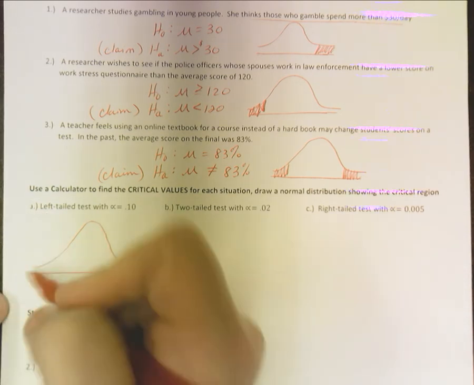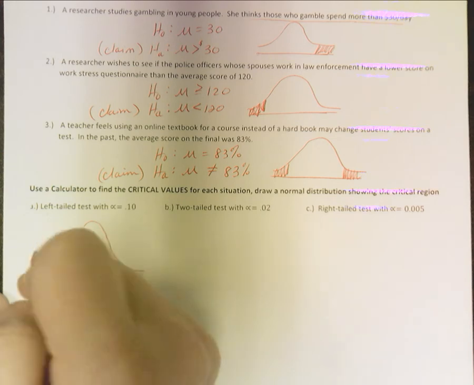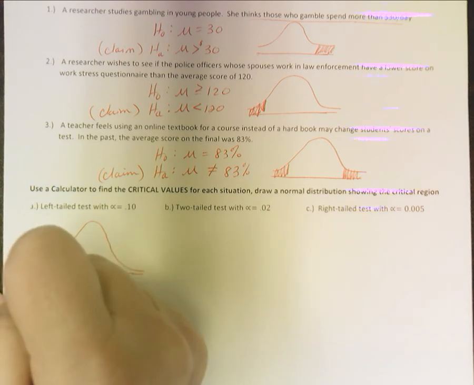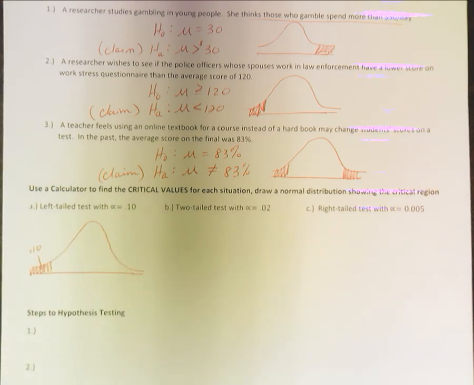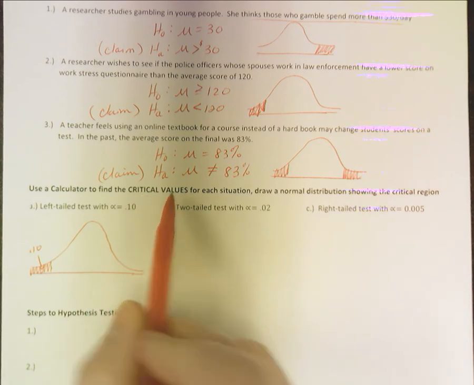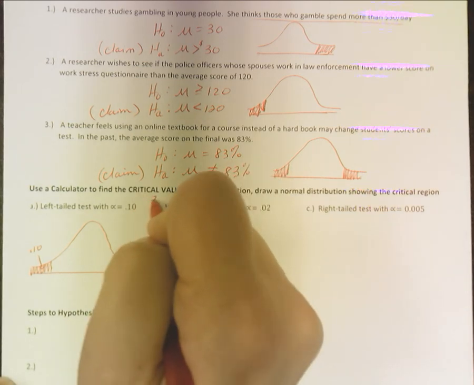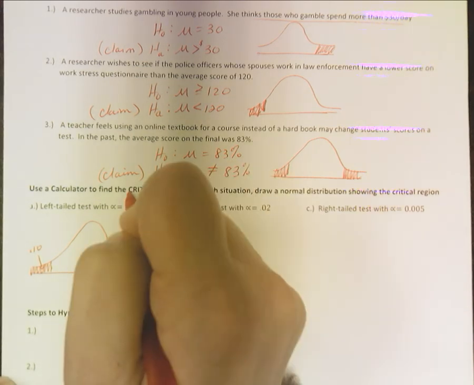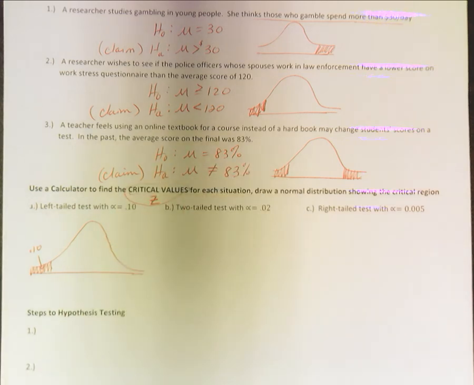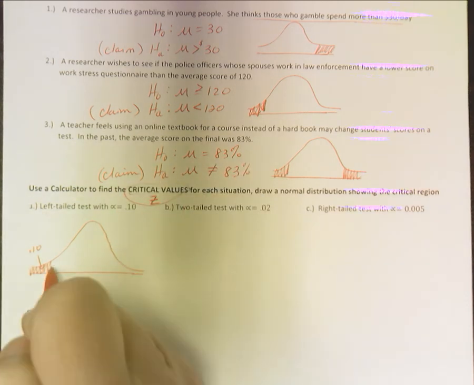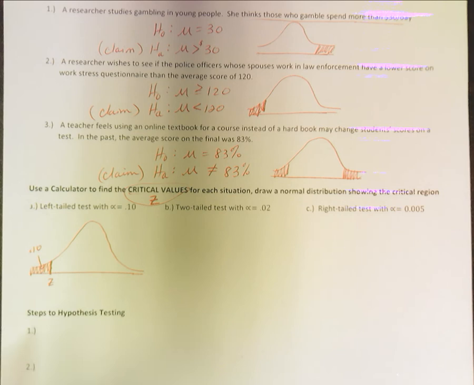I want it on the left. And I want this region to be 10%. So I want to find the critical value, meaning I want to find the Z. Oh, we've done this before. It's been a while, but we have. How do I find this Z right here?